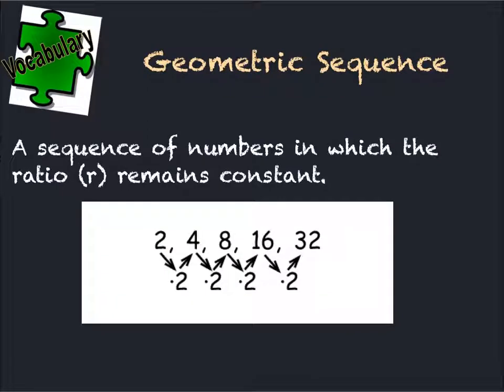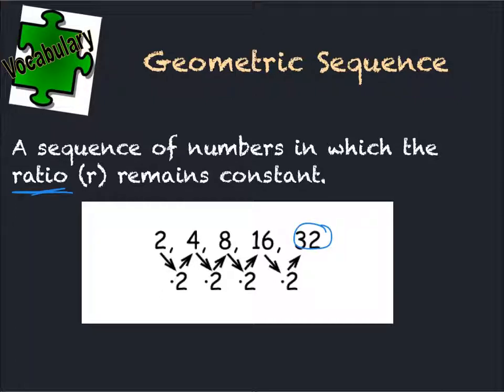Let's go. So if you remember with arithmetic sequences, an arithmetic sequence is a sequence of numbers in which the difference remains common. There was a common difference. That means if you take one term and subtract it by the previous term, it's going to be the same as if you go further down that sequence and take another term and subtract it from the previous term. That was our common difference. With geometric sequences, we're going to have what we call a common ratio. It's a sequence of numbers in which the ratio remains constant.